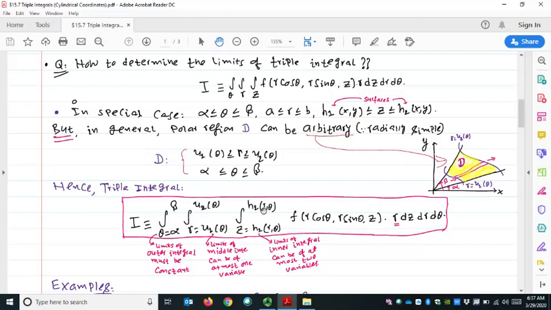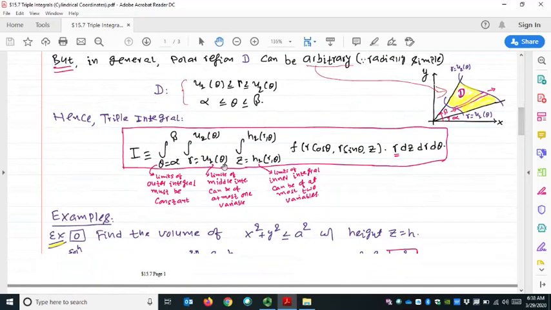Same as in our Cartesian coordinates. In the dz, dy, dx order in Cartesian coordinates, the z integral depends on the two variables x and y. The same idea here. So the limits of z depend on r and theta, and the limits of the r integral depend on theta, the outer variable, and for theta, the limits must be constant bounds. Hopefully this makes sense to you. Great. So now we do have a triple integral template in cylindrical coordinates.